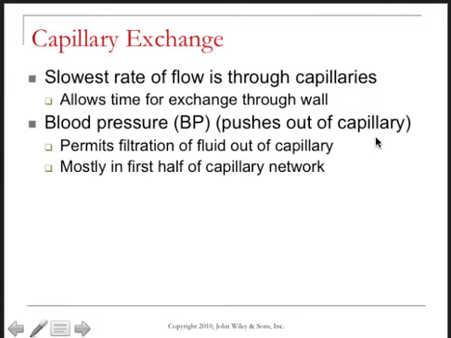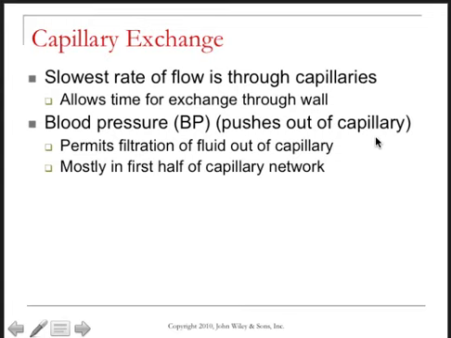Now, the other thing that's at work is the hydrostatic pressure. Now, what is the hydrostatic pressure? That's just the physical force of the fluid on the container that it's in. And when we're talking about the blood, that physical force is the result of two factors: the pumping action of the ventricles, and also the degree of vasoconstriction or vasodilation in the vessel that contains it. Okay, so that's something that we can modulate.